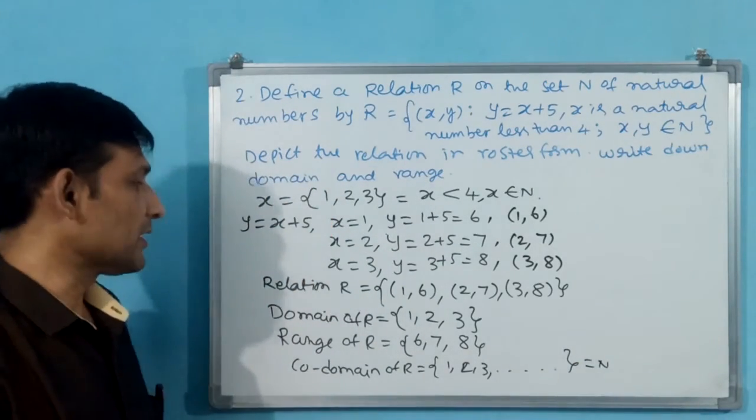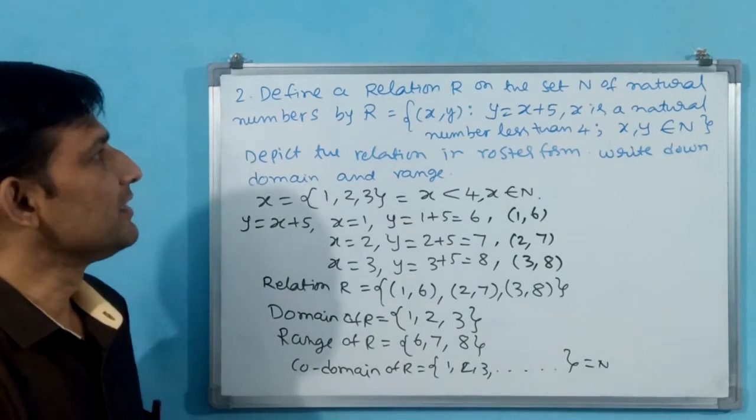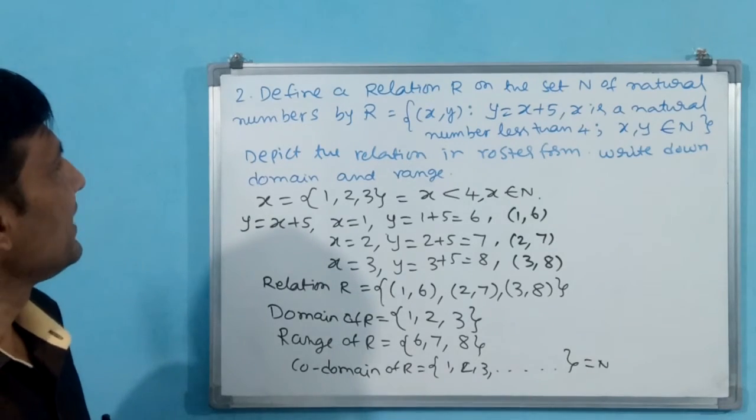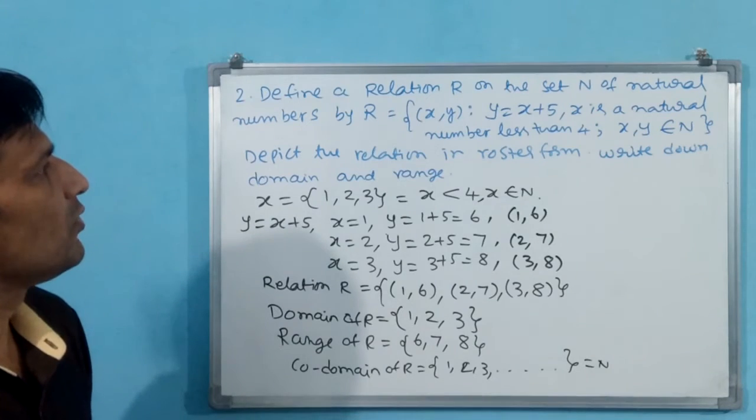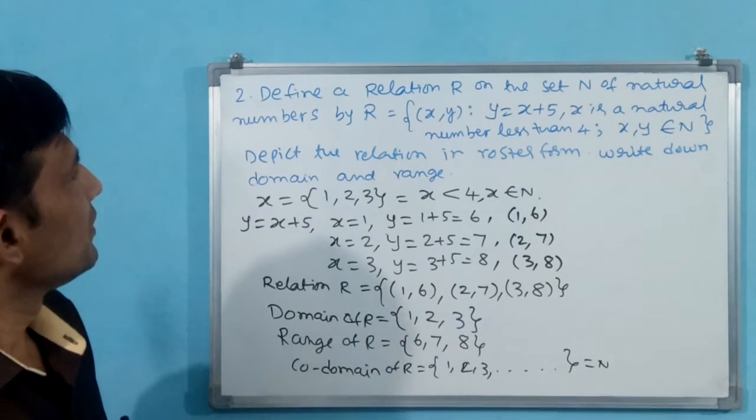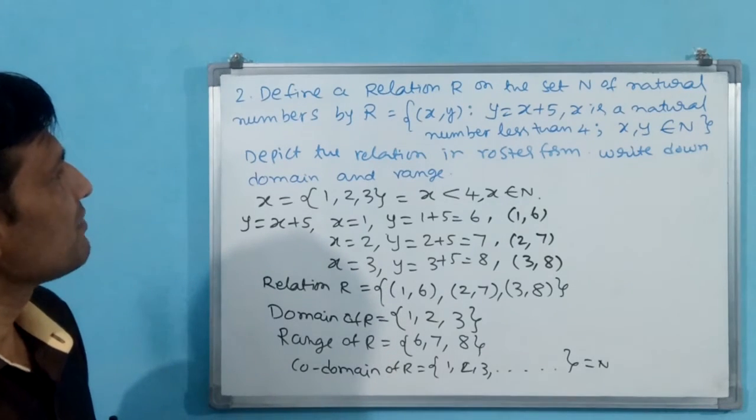All natural numbers will come in the codomain. Okay, you understand, na? All natural numbers will come in the codomain. Why? Because for y they have not mentioned any control. Define a relation R on the set N of natural numbers by R.